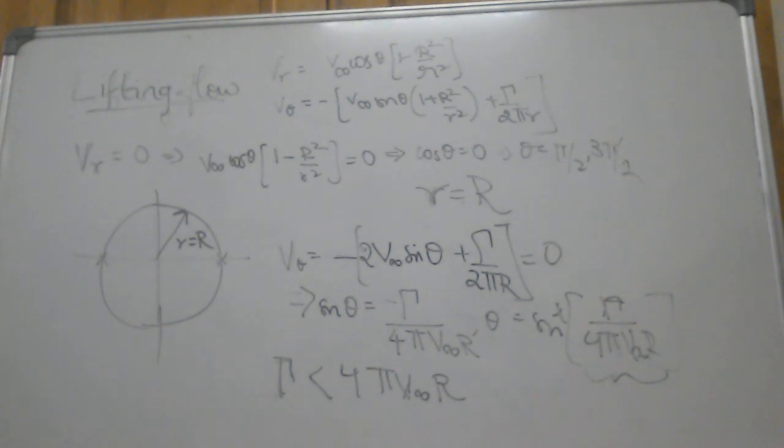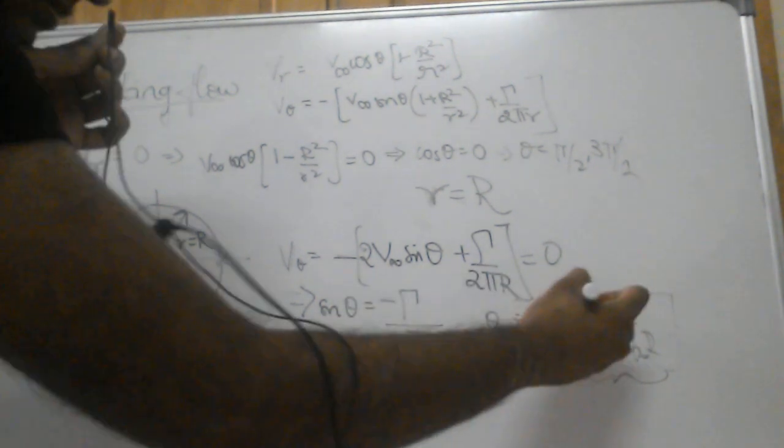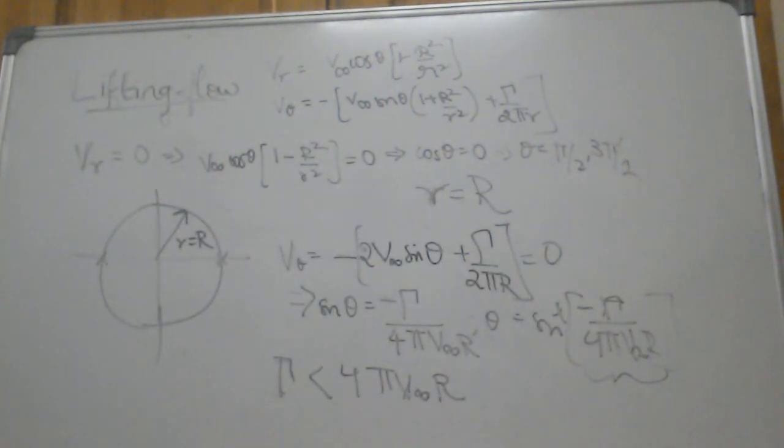Therefore, when we take the sine inverse of this quantity, we would end up getting two values. I think I've made a mistake here. There's a minus sign. Yes. Now we would end up getting two values corresponding to the values in the quadrant in which sine theta happens to be negative.